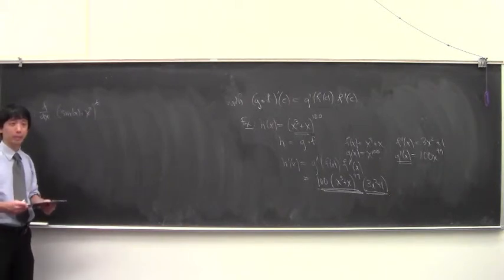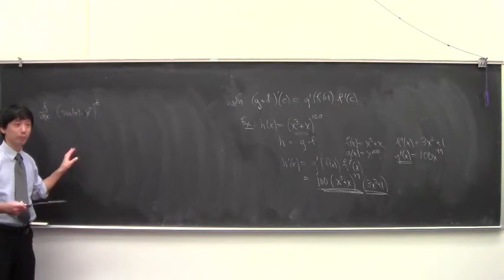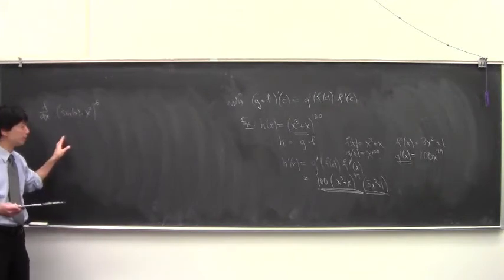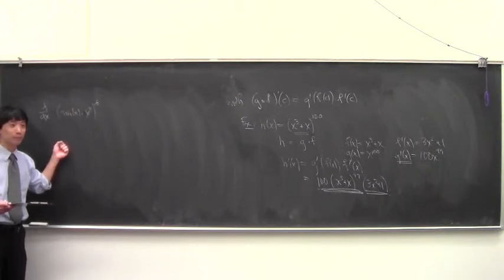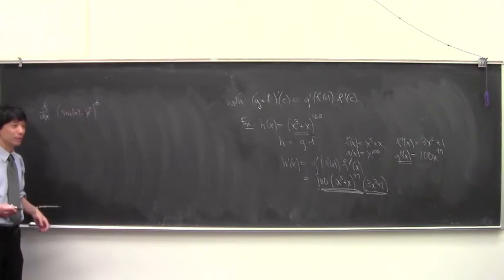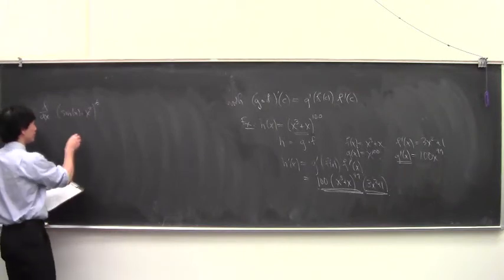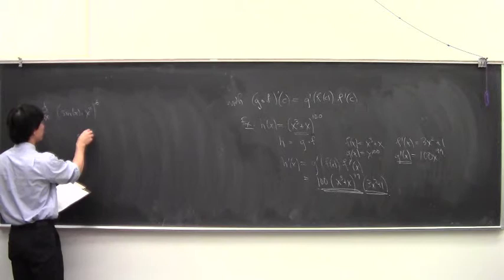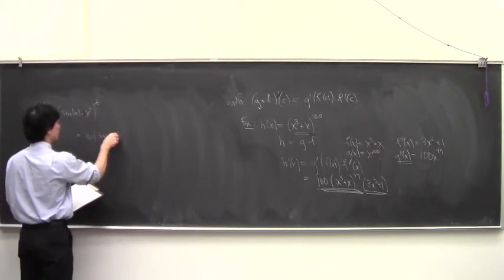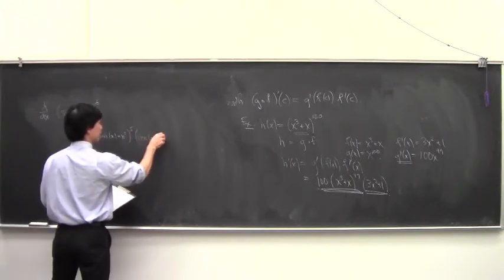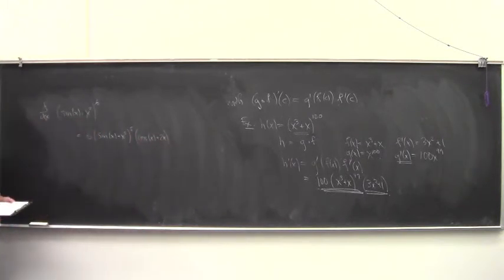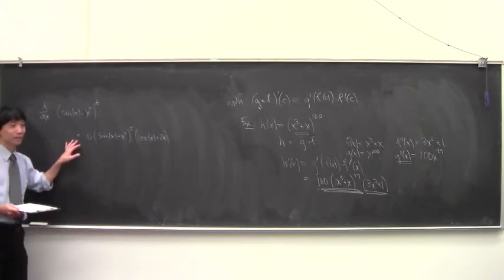Who would like to make a guess? Preferably somebody who feels a bit uncertain about it. Anybody willing to be bold? Go ahead. Yeah, I got 6 times (sin x plus x squared) to the 5th, times (cosine x plus 2x). Very good. That's exactly right.